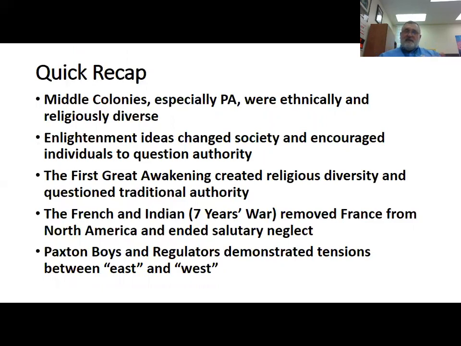So know some things about the different divisions in the colonies. In the middle colonies, there's a lot more ethnic and religious diversity. Know something about the Enlightenment and the Great Awakening and how that impacted these areas. And definitely know something about the French and Indian War and how that's changing not only the relationship of Native Americans with the British colonists, but also the British colonists with Great Britain.